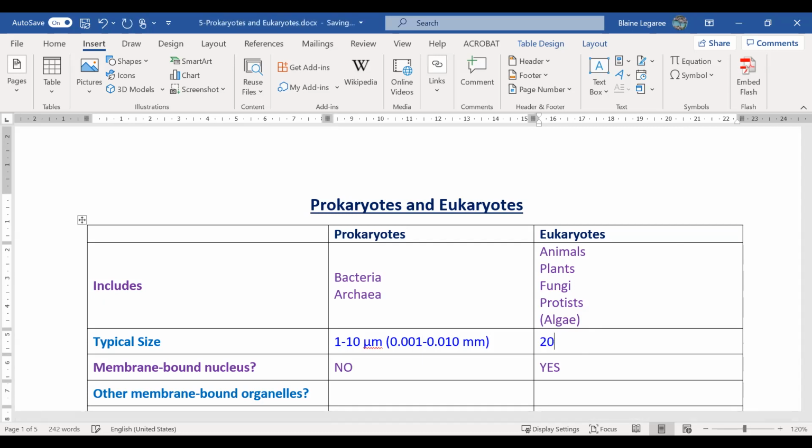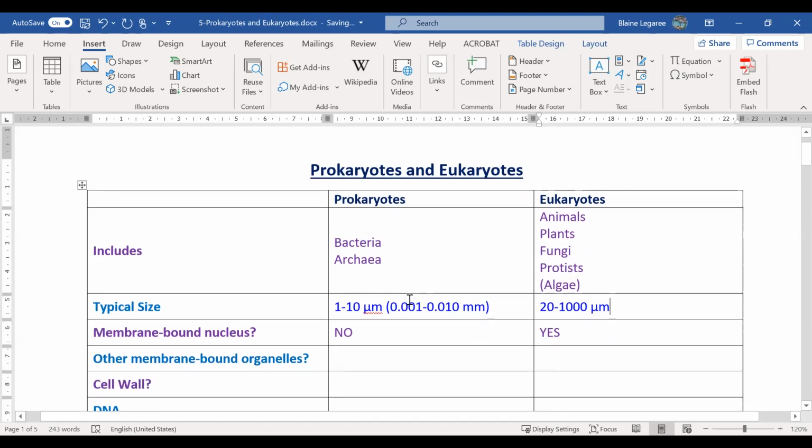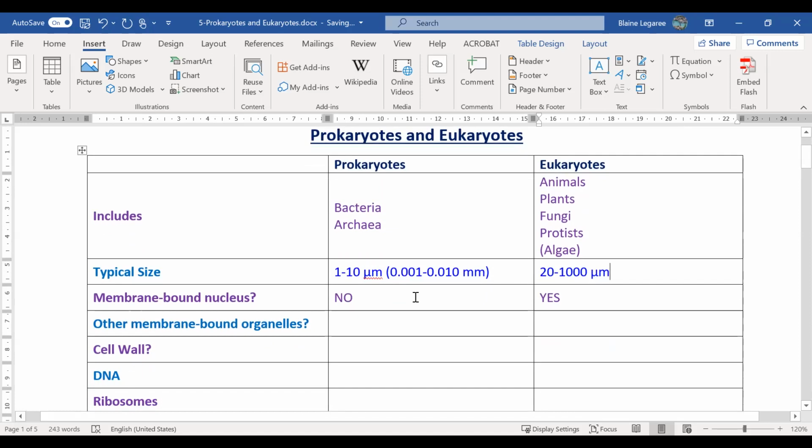Eukaryotes, maybe 20 on the small end to 1,000 micrometers is pretty common. Kind of depends. If you're a plant cell, you tend to be a little bit bigger than an animal cell. It depends on the tissue. You know, red blood cells tend to be pretty small. Our neurons in our body can actually be longer than 1,000 micrometers. That's 1 millimeter, of course. And so, pretty big range there, but that's kind of a typical range.